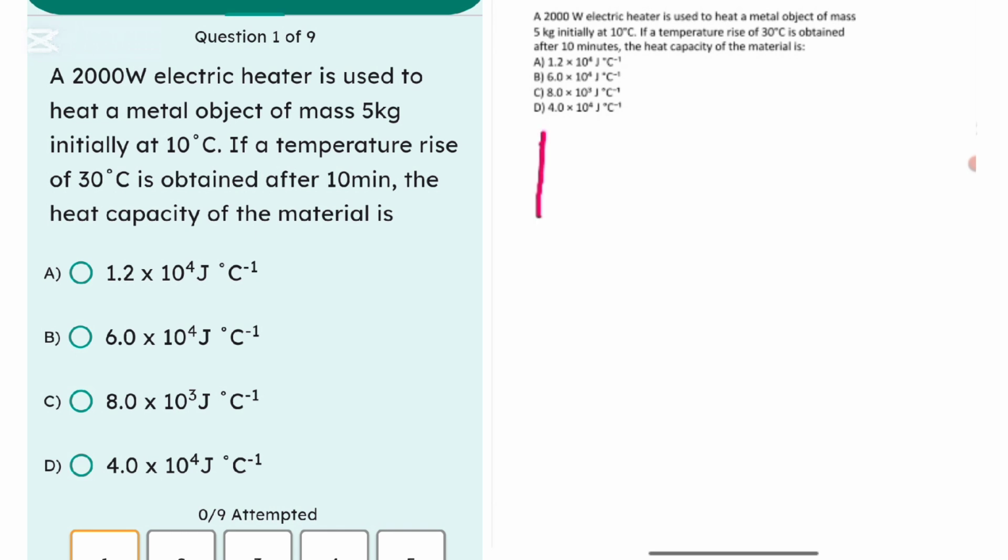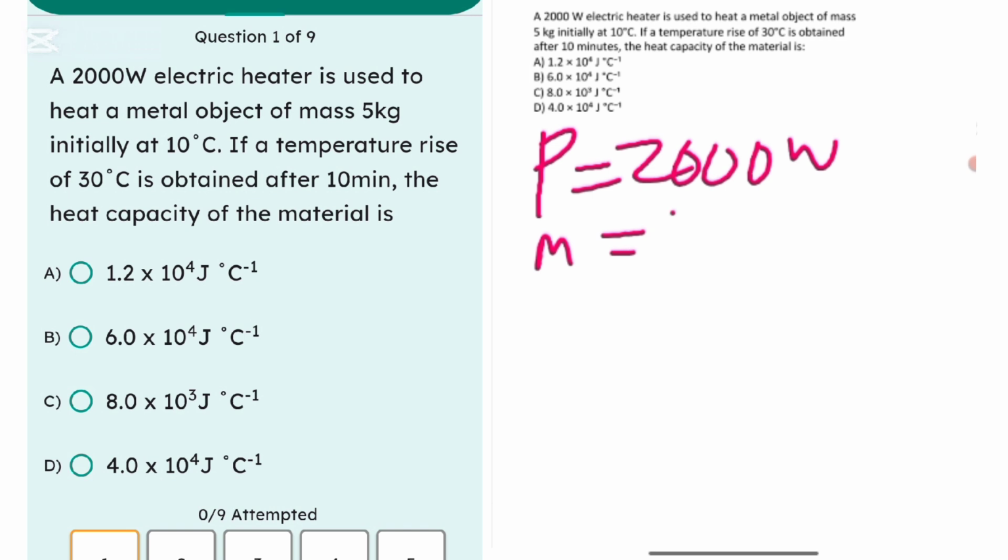So the power is 2000 watts, is used to heat a metal object of mass 5 kilogram. So the mass is 5 kilogram. Initially at 10 degrees Celsius. So the initial temperature is 10 degrees Celsius. Now it says if the temperature rise is 30 degrees Celsius.